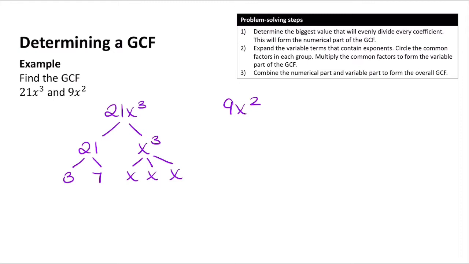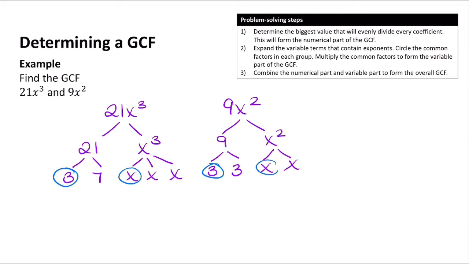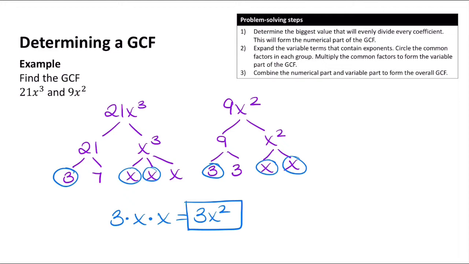So what I'm going to do now is break apart the 9x squared in a similar way. So that's going to give me 9 and then x squared. So the 9 is going to be 3 times 3, and then x squared is just x times itself twice. So now I'm going to look at the common factors I have between these two expressions. So notice that I have a 3 in both, and I have an x in both, and I have another x in both. Okay, so all those common factors that I circled now, I'm going to multiply together. So I have 3 times x times x, and that gives me 3x squared. So 3x squared will be the GCF of these two expressions.